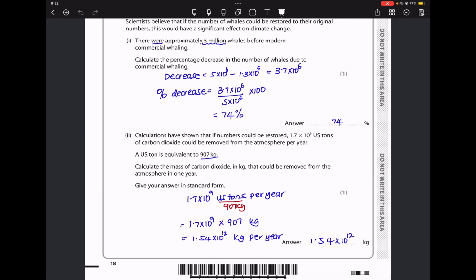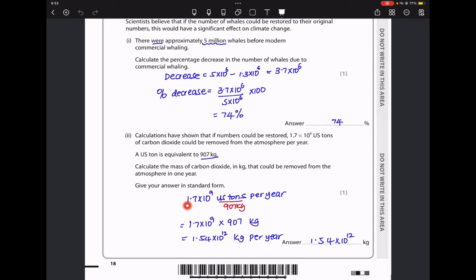Next, they say calculations have shown that if numbers could be restored, 1.7 times 10 power 9 US tons of carbon dioxide could be removed from the atmosphere per year. A US ton is equivalent to 907 kilograms. Calculate the mass of carbon dioxide in kilograms that could be removed from the atmosphere in 1 year. They want you to give your answer in standard form.